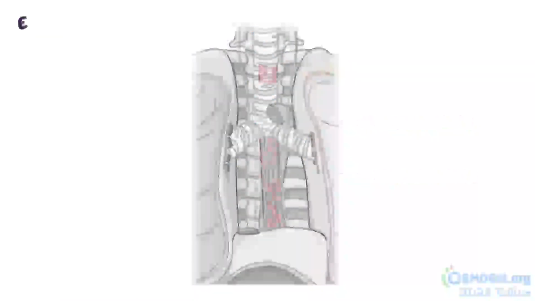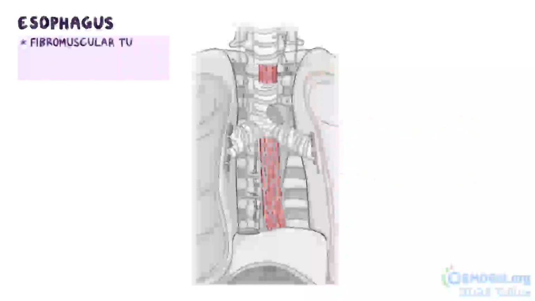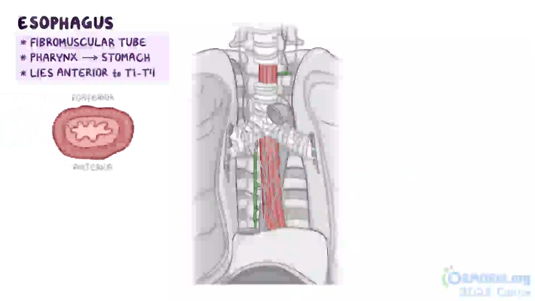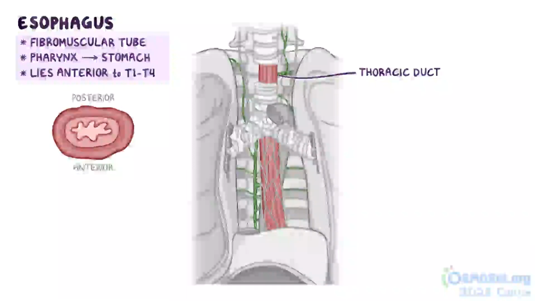And finally, the esophagus is a fibromuscular tube that extends from the pharynx to the stomach. It enters the superior mediastinum between the trachea and vertebral column, lying anterior to the bodies of T1 through T4. Typically, the esophagus is flattened anteroposteriorly. To the left side of the esophagus, there's the thoracic duct, which is also medial or deep to the aortic arch. Inferior to the aortic arch, the esophagus passes in the diaphragm through the esophageal hiatus.